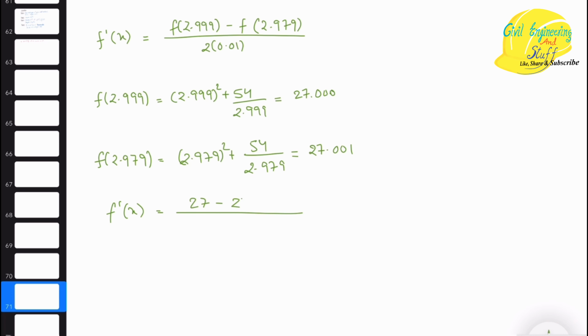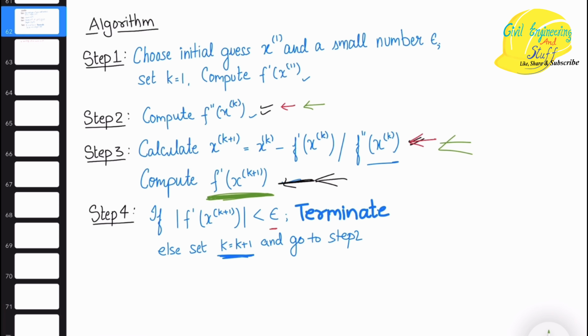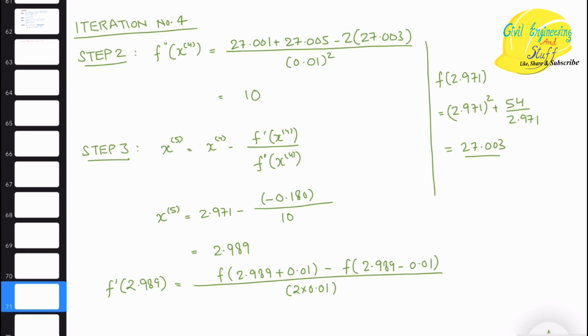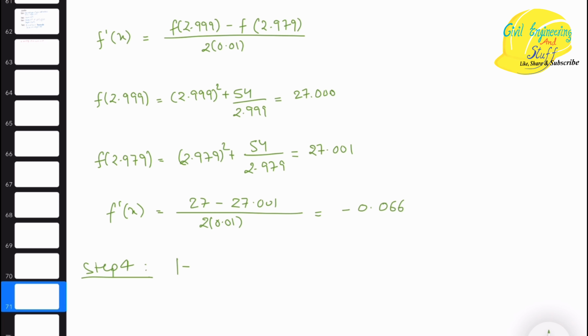27 minus 27.001 divided by 2 into 0.01. On solving it, you will see the value comes out to be minus 0.066, right? Let's go to step 4. Step 4, we'll see if our value is less than the smallest value or not. Let's see, mod of, never forget the mod, right? 0.066.